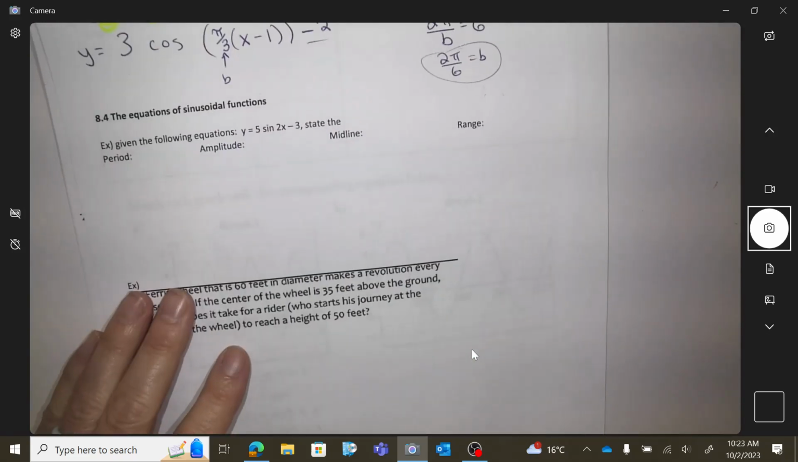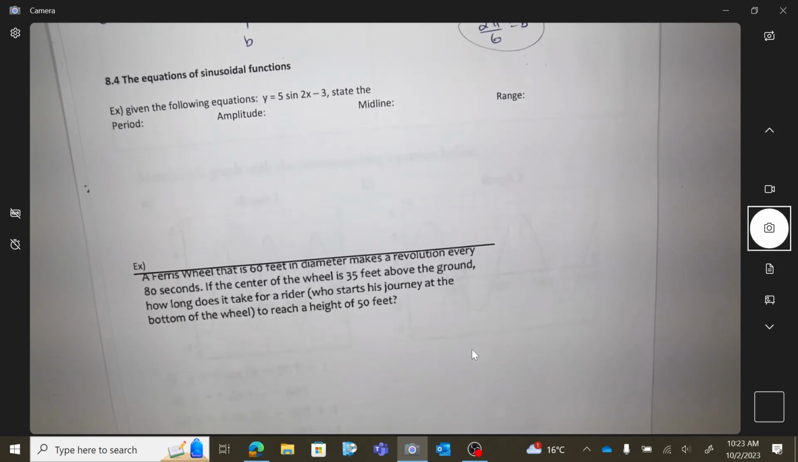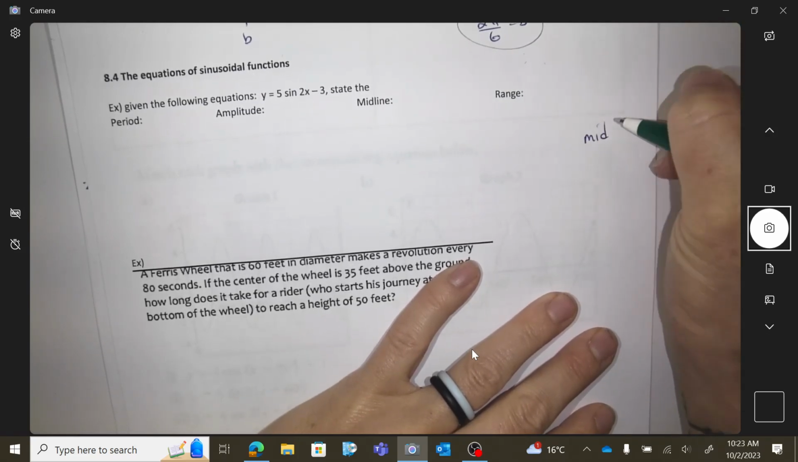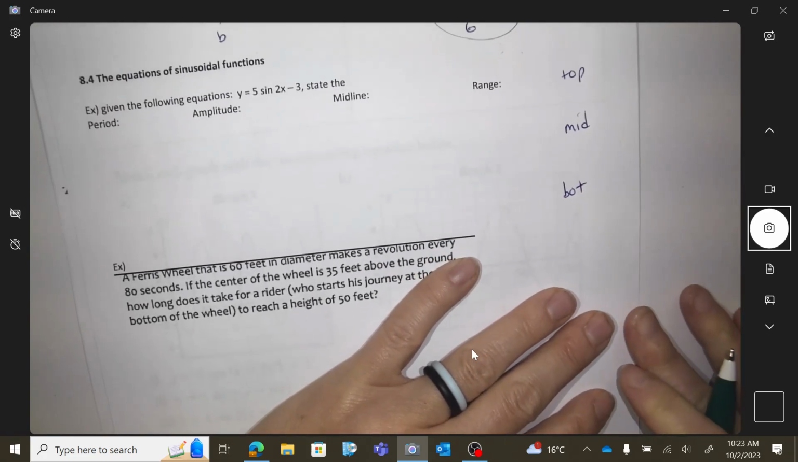Okay, ready. Given this equation, we're going to find the info. So we're now working backwards. Here's what I'm going to do. Mid, top, bottom. I'm going to write this out for myself.